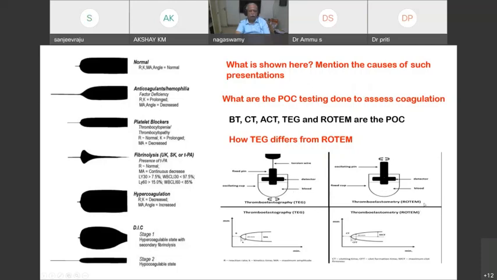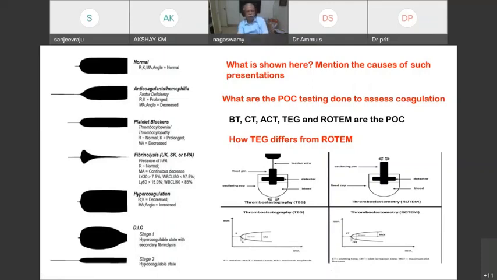Whereas in thromboelastometry, the pin rotates. This is the oscillating pin, whereas the cup is static. Okay, that is the main difference between them. And the graph that is produced is slightly different between these two, and the names are also a little different.